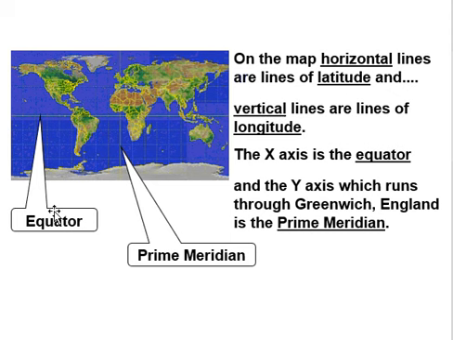We actually have two major reference lines that we use. The latitude system uses the equator, which is 0 degrees. It cuts the Earth into a northern and southern hemisphere. The longitude line uses what we call the prime meridian. This cuts the Earth into an eastern and western hemisphere.